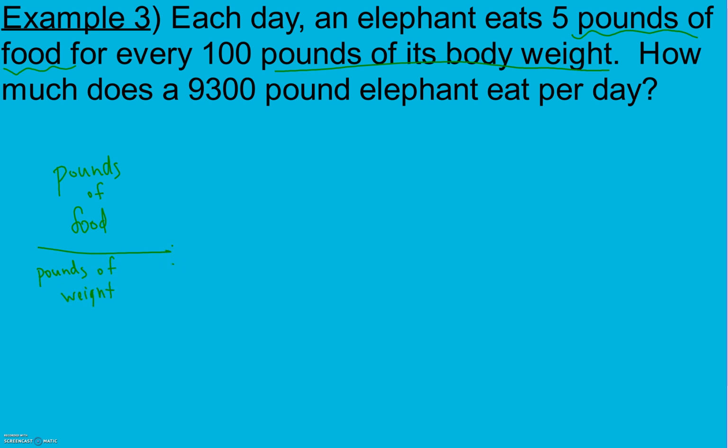And we can compare this to the one that we know, 5 pounds for 100 pounds of elephant equals, we don't know how much food, that's what we're looking for. How much does it eat per day? So we're looking for how many pounds of food. And we know the elephant weighs 9,300 pounds, and that's pounds of elephant here, or pounds of weight.